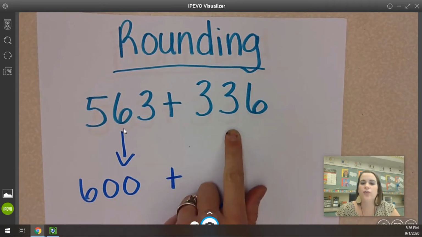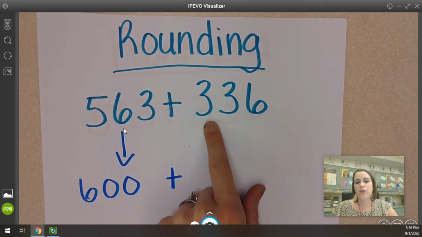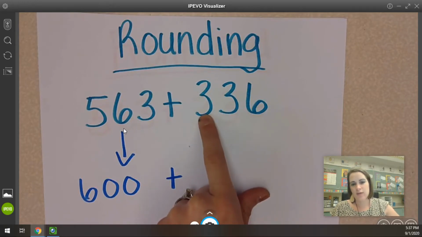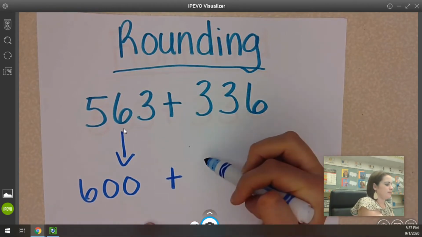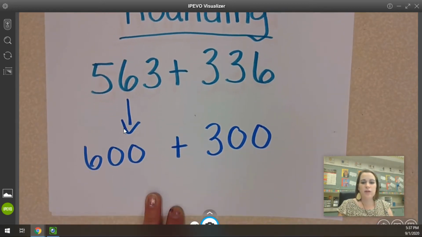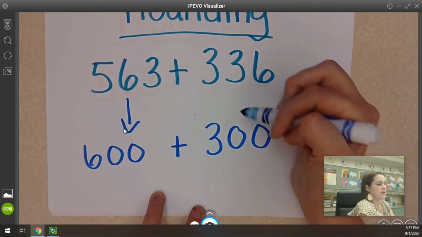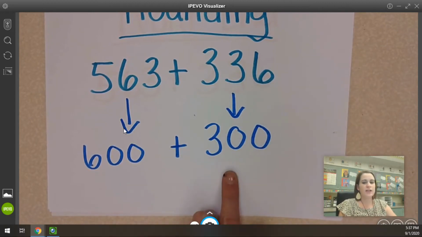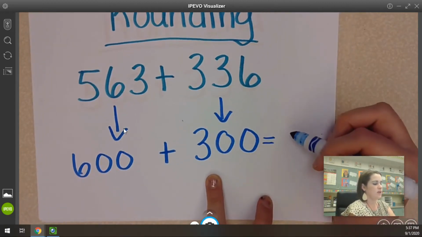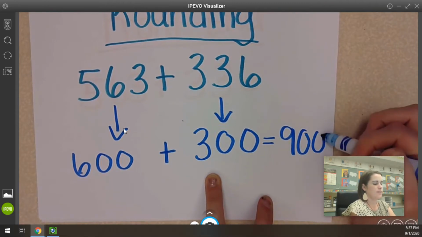Okay, so now let's look at 336. We look to the number to the right of the one in the hundreds place. That's a 3. It's less than 5. So that 3 is going to stay the same. It's going to round down to 300. So then that's my estimation. 600 plus 300, if I add those together, it would equal 900.